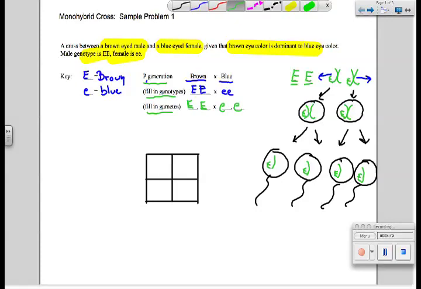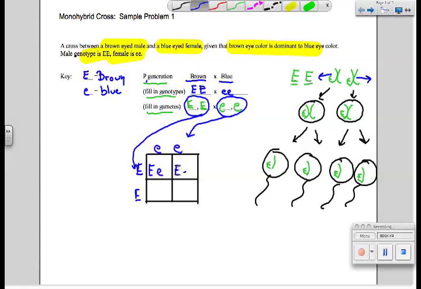In order to do this, take the gametes from one parent and put them along the side of my box. So I have two gametes here, so I'm going to have two rows. I'm going to take the other parent's gametes and put them across the top of my boxes. I have two different gametes listed here, so I'm going to have two different columns. Now I just need to go in and fill in the information. Convention tells us that the capital letter always comes first. There we go. Now I have my F1s.